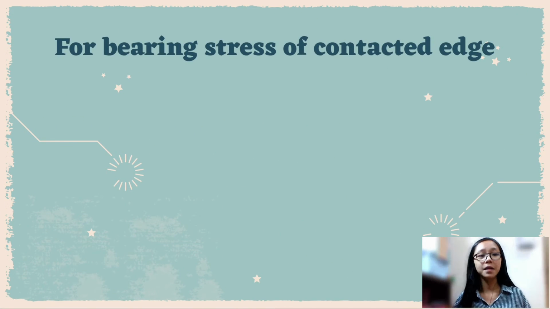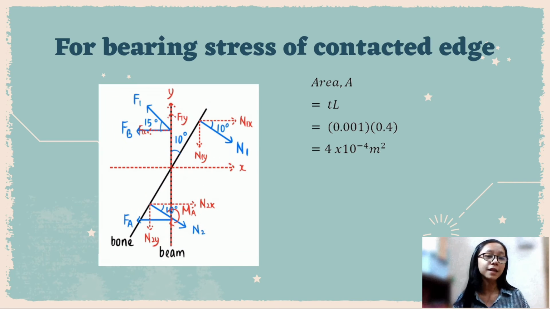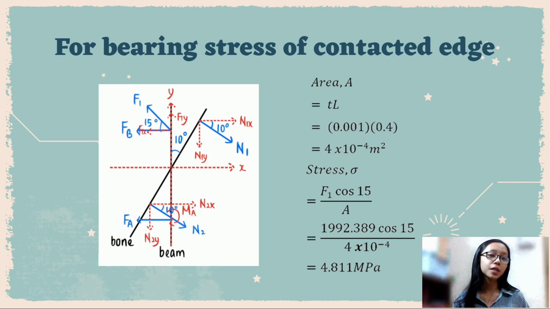Lastly, we calculate the bending stress of the contacted edge. We can find the area using the formula where A equals TL, T refers to the thickness, and L refers to the length, while P will equal F1 sin 15, as the force should be in the same direction as the area. Through calculations, the bending stress is 4.811 MPa. The value of bending stress should be higher because the bone will get straightened due to this stress. Therefore, to reduce the angle of scoliosis, the value of bending stress must be higher.